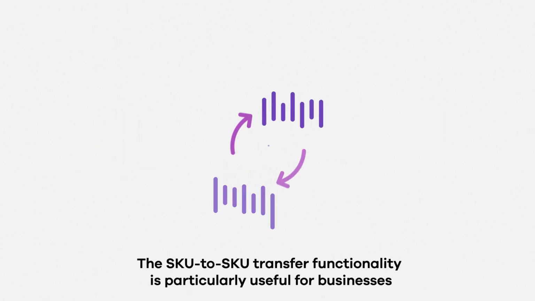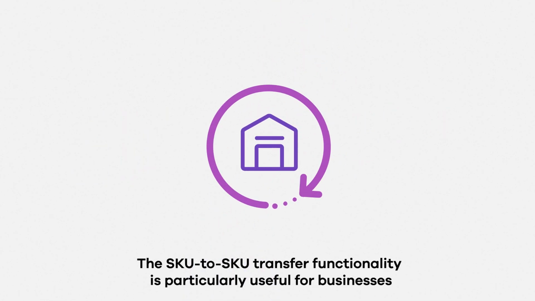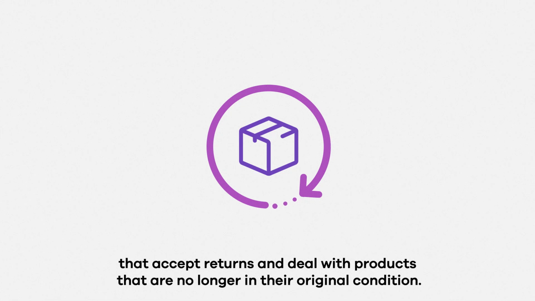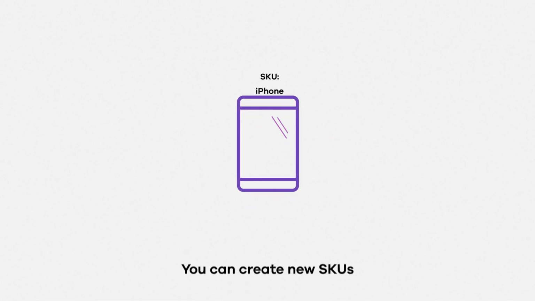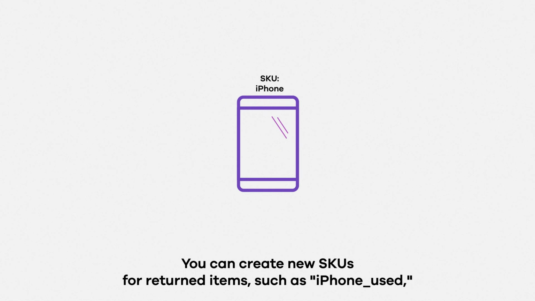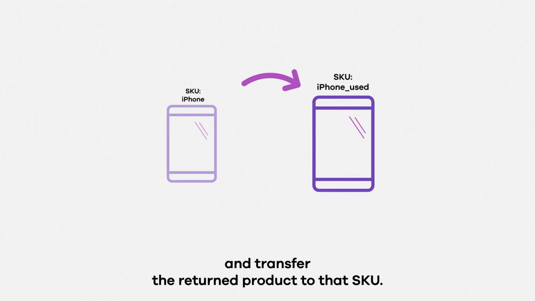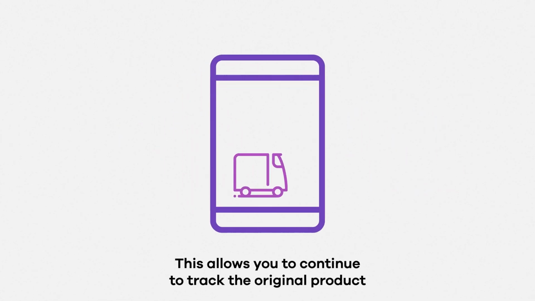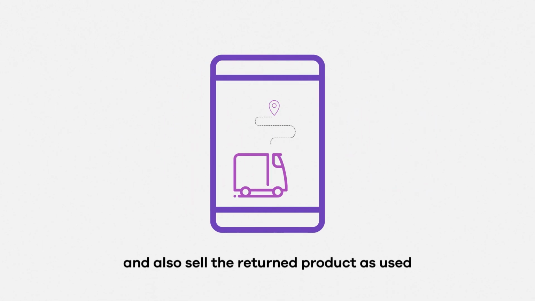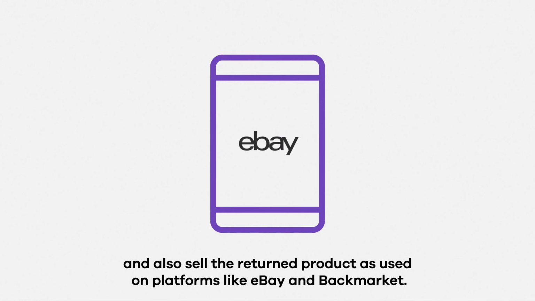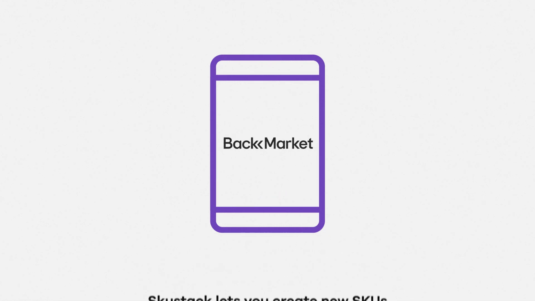The SKU-to-SKU transfer functionality is particularly useful for businesses that accept returns and deal with products that are no longer in their original condition. You can create new SKUs for returned items, such as iPhone used, and transfer the returned product to that SKU. This allows you to continue to track the original product and also sell the returned product as used on platforms like eBay and Backmarket.